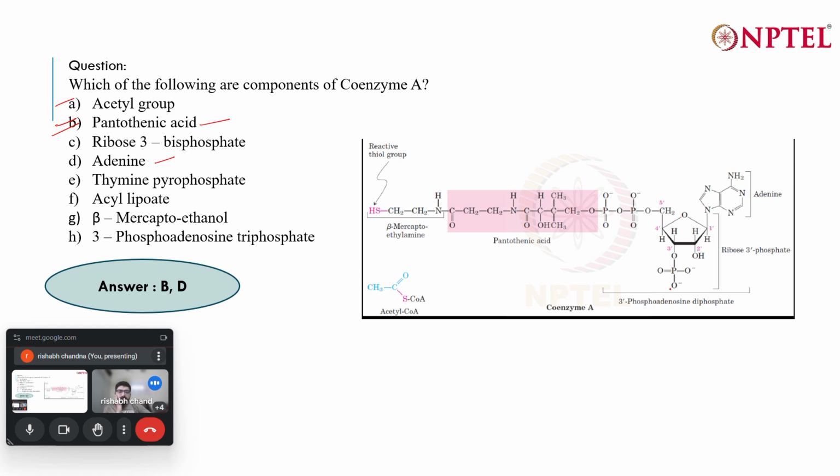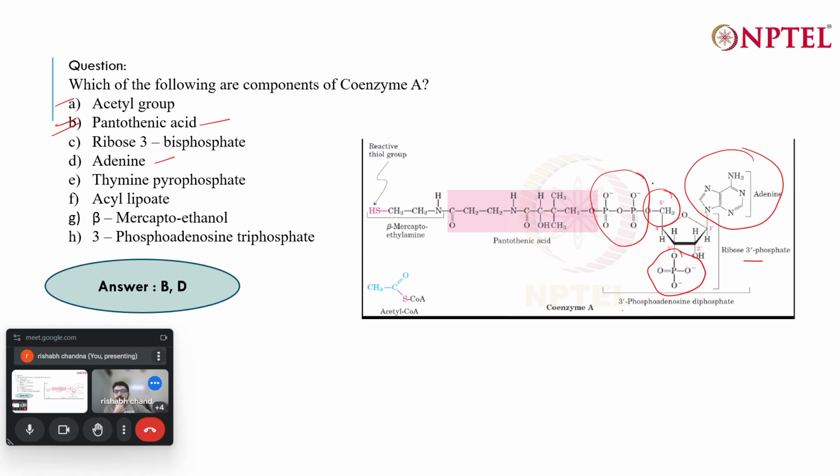So it has an adenine molecule, ribose 3 prime phosphate. This is the phosphate group that is attached to the ribose molecule, and then at the 5 prime end it has two other phosphate molecules attached to it. So this is basically 3 prime phosphoadenosine diphosphate. So this is the whole molecule that is involved here.